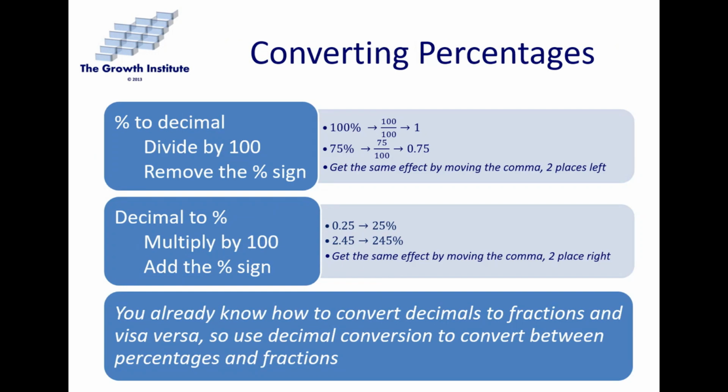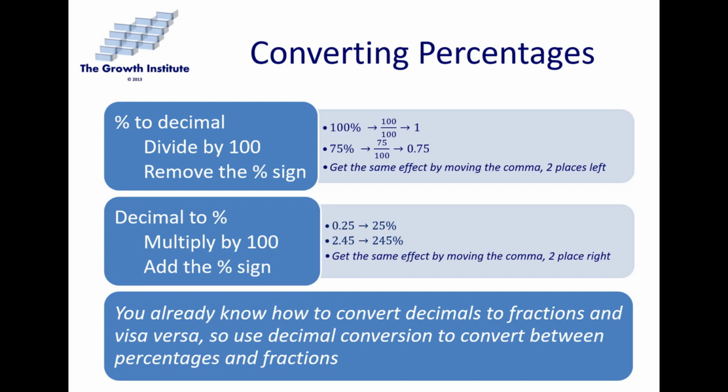Now, when we want to convert a percentage to a decimal, we simply divide by 100 and we remove the percentage sign. So 100%, just to illustrate to you that it is true, is 100 divided by 100. Remove the sign, leaves you with 1. 75% is 75 parts of 100, or 75 divided by 100, which leaves you with 0.75. But we get the same effect if we move the comma 2 places to the left.